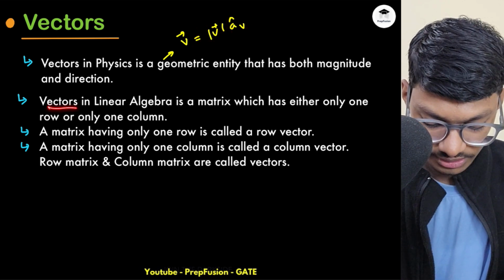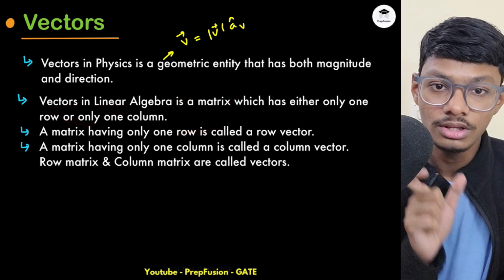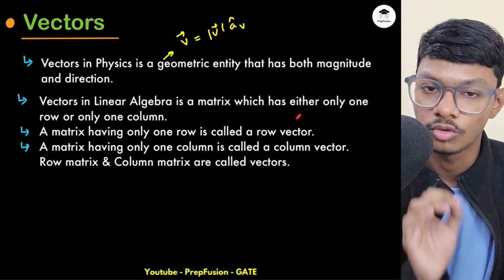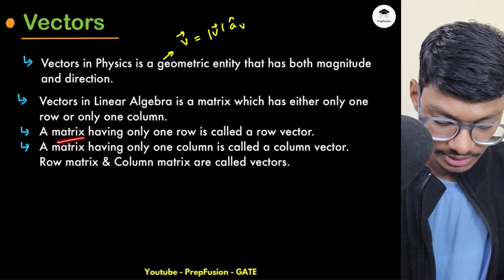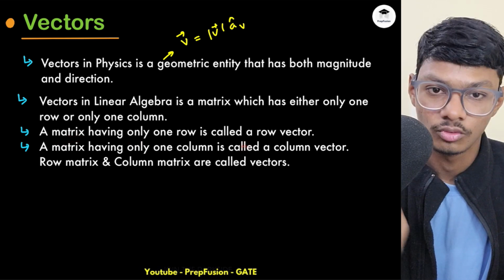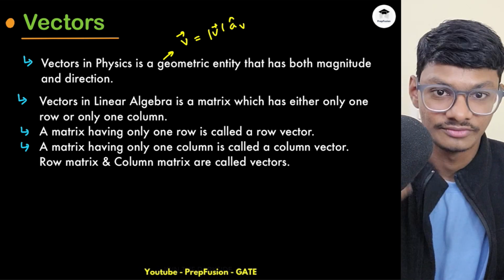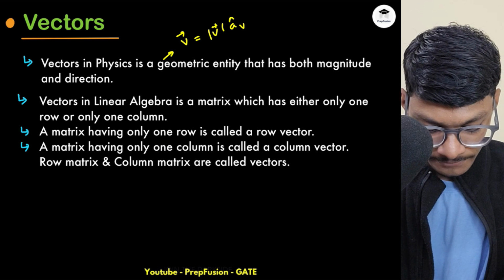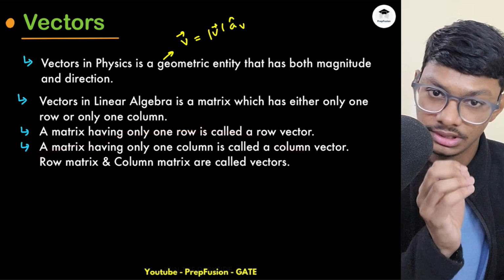Then a vector in linear algebra is a matrix which has either only one row or only one column. We have already discussed this previously. A matrix having only one row is called a row vector, that we all know, just revising a few things. And a matrix having one column is called a column vector. Row matrix and column matrix are called vectors. So this is the basic definition in linear algebra.